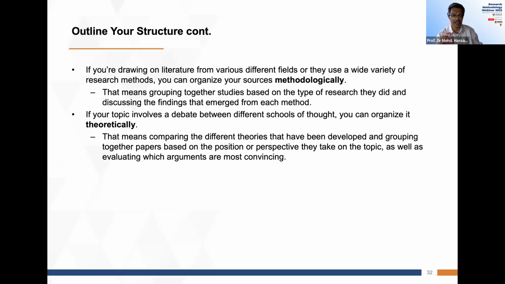This means that you compare the different theories that have been developed and group together papers based on the position or perspective taken. If they take a similar position, you group them together, as well as evaluating the argument: which arguments are most convincing to your research, right? So there are many ways for you to write in terms of the flow of your ideas. Illustrate the flow of ideas.